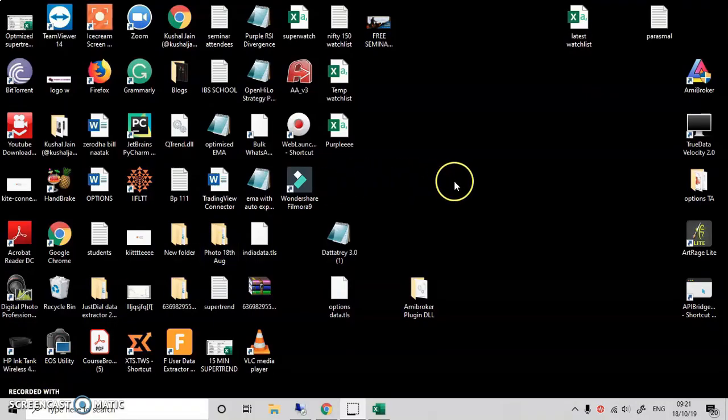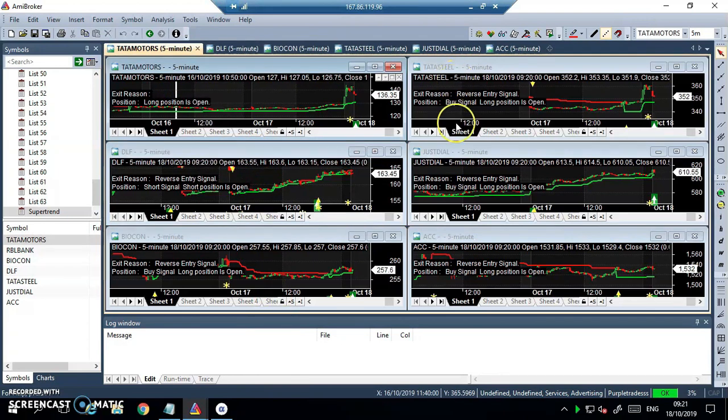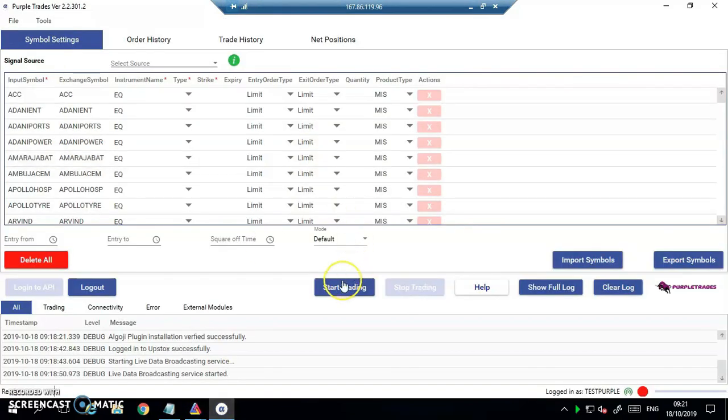Alright, this is 18th of October today, and it's Friday, and it's 9:21 right now. We are going to start trading in another 5 minutes or so. I've already selected random 6 stocks now: Tata Motors, DLF, Biocon, Tata Steel, Just Dial, and ACC. And as yesterday, I have already optimized the parameters. Again, I am placing limit orders. I don't want to place market orders because I'm more comfortable with limit orders. And I just clicked on start trading.